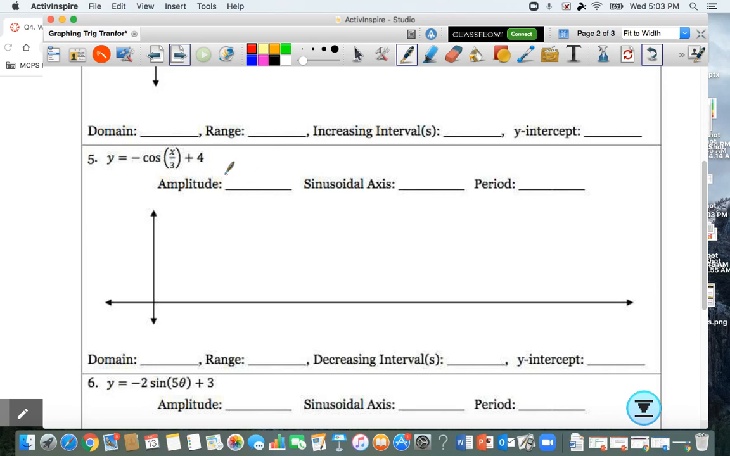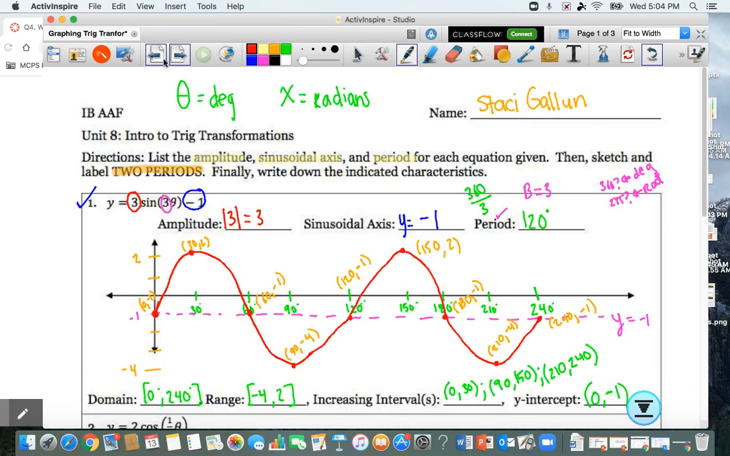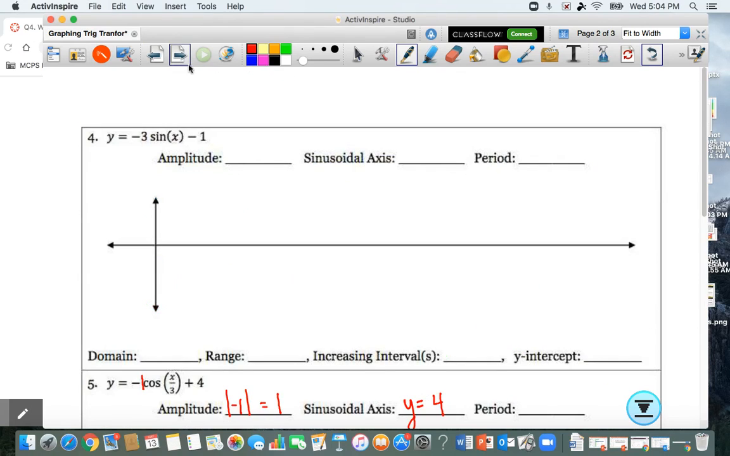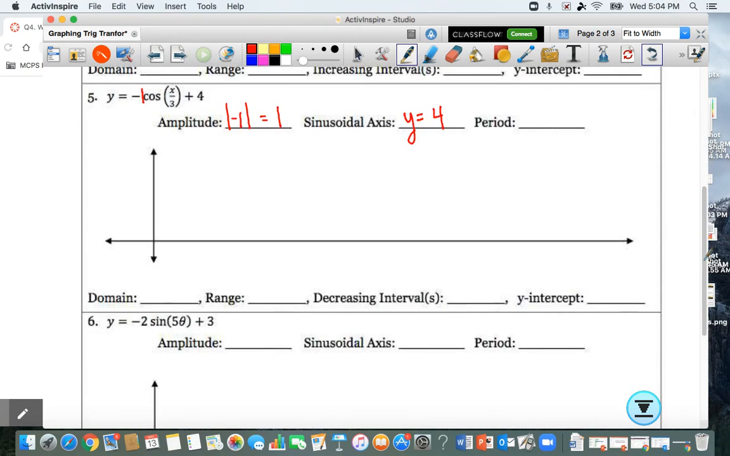Amplitude. The amplitude's absolute value. It's like a 1 in there, right? So the absolute value of -1, the amplitude is 1. What does that negative mean? Huh. I'll come back to it. Sinusoidal axis, y equals, because it's a horizontal line, y equals 4. Right, that's the middle, isn't it? Yeah. And the period, let me go back. I wrote it on the top of my page. X indicates radians. Oh no, where'd it go? So radians, oh, it's an X.